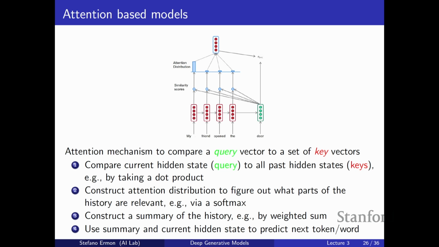This has a similar flavor, and it will tell you how relevant the hidden vector corresponding to, let's say, the first time step is with respect to the hidden vector that you have at the current time step. And this could be something as simple as taking a dot product between the two vectors. Once you have these similarity scores, you turn them into an attention distribution, which tells you which elements of the sequence matter and which ones don't. One simple way to do it is to take all these attention scores and pass them through a softmax to get an actual distribution.